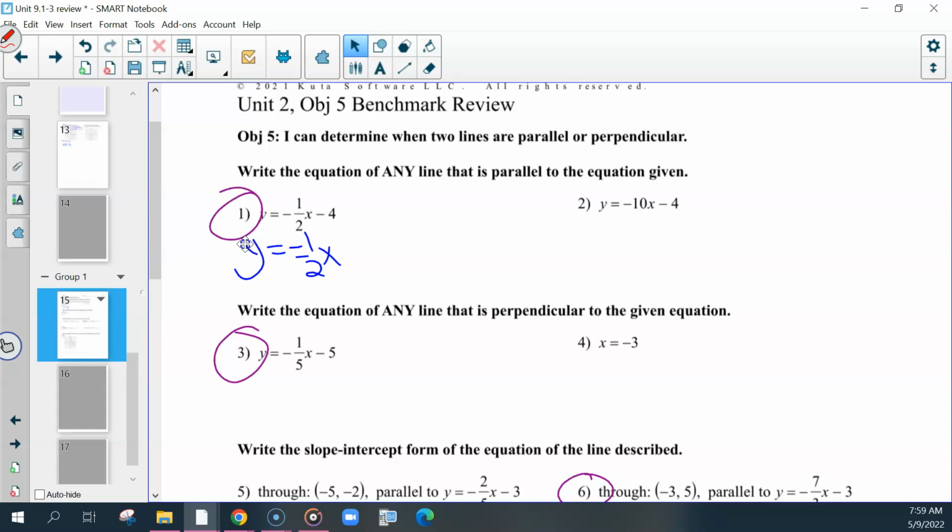Okay. Sorry about that. So now that we know this, the slope would have to be the same. The y-intercept would just have to be different. It just can't be negative 4. So whatever number you want, or you can leave it as 0. You can put plus 4, plus 100. It doesn't matter. It just can't be negative 4. Questions on that?